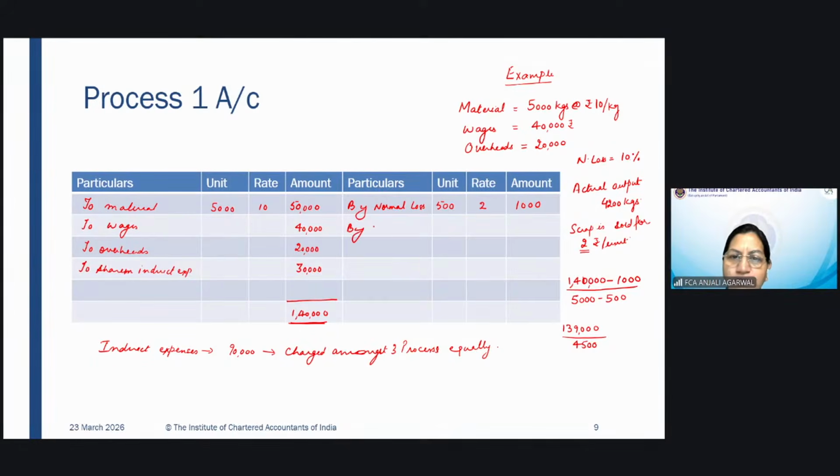So how many units will move to the next process? The actual number of units manufactured, 4,200. So what happened to the remaining units? This is your abnormal loss. Whereas we should be having 4,500 units, we have only 4,200 units. So there is an abnormal loss of 300 units. But the rate of both of them will remain the same at 30.88 or 30.89 if I round off to 2 digits.